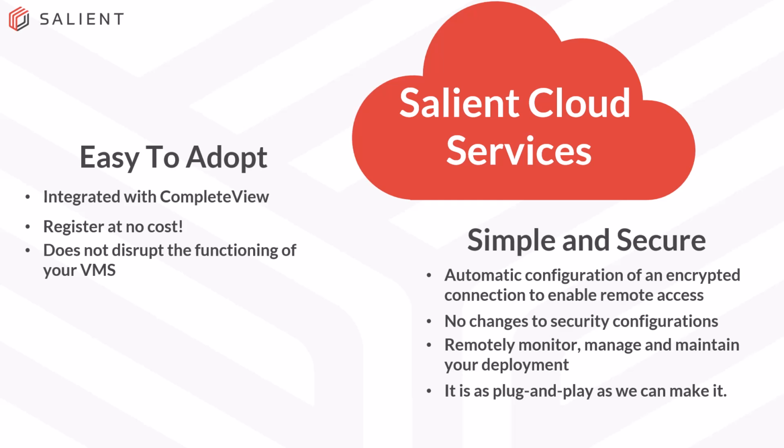Also, if you've upgraded to CompleteView version 7 or higher, make sure to register that deployment with the free tier of Salient Cloud, which adds your deployment to your My Salient dashboard, and that provides live tracking of warranty dates, license counts, and specific system details for all of your Salient deployments. There's a link in the description below that will help you with the video to set it up. And that's all there is to upgrading your CompleteView deployment.